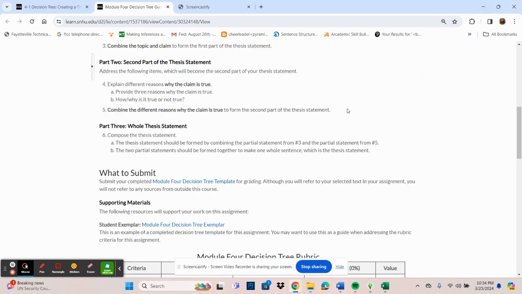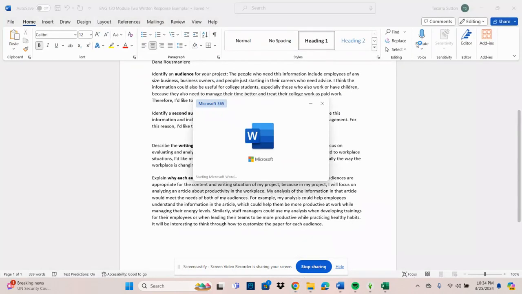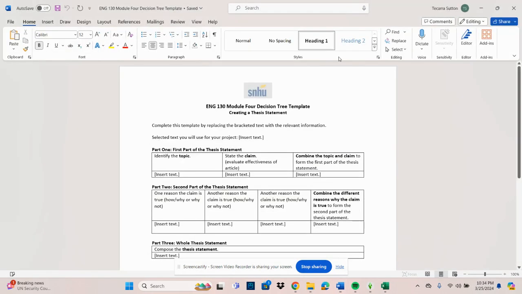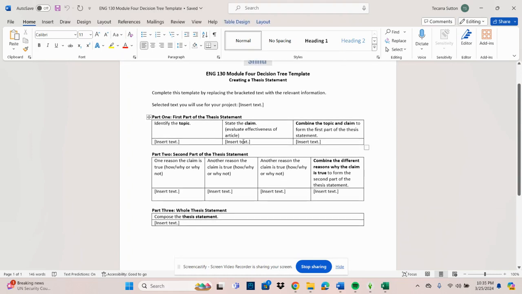Okay, so let's go back here now that I've given a mini lesson. In order to do this assignment, you want to make sure that it's completed on the Module 4 decision tree template. So even though I just did it in Word, if I was a student in your class, I would complete my assignment on the SNU Module 4 decision tree template. You're going to go ahead and everywhere it says insert text, you're going to do that. Remember to go ahead and remove your brackets. Brackets are these things right here. Okay. All right.